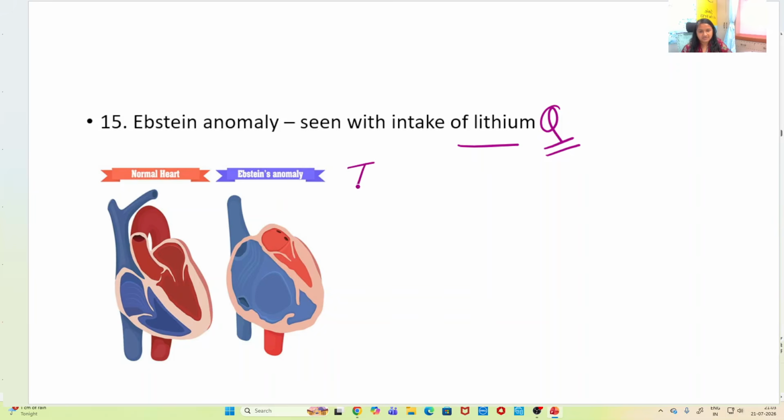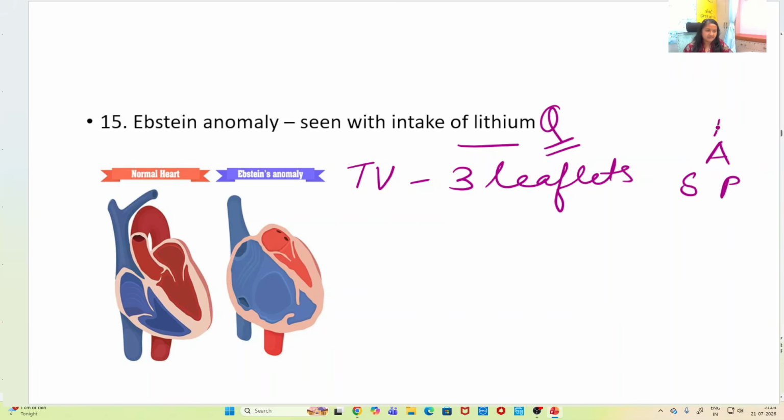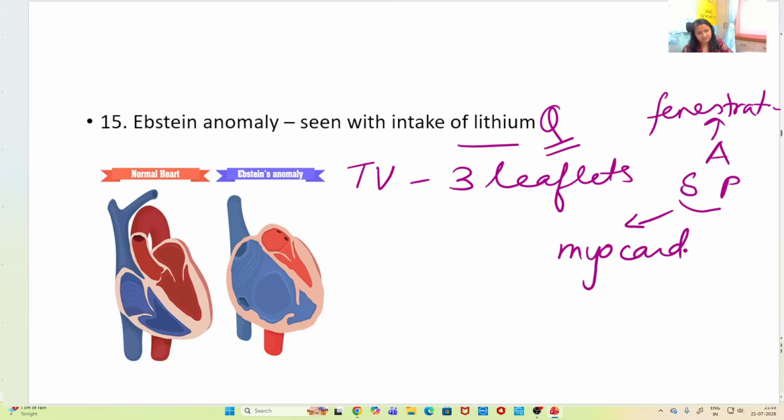So we all know that the tricuspid valve has three leaflets: anterior, posterior, and septal. Now the anterior leaflet becomes fenestrated. There will be fenestration changes in the anterior leaflet. Septal and posterior leaflets get adhered to the myocardium. These two, septal and posterior, become adherent to the myocardium.